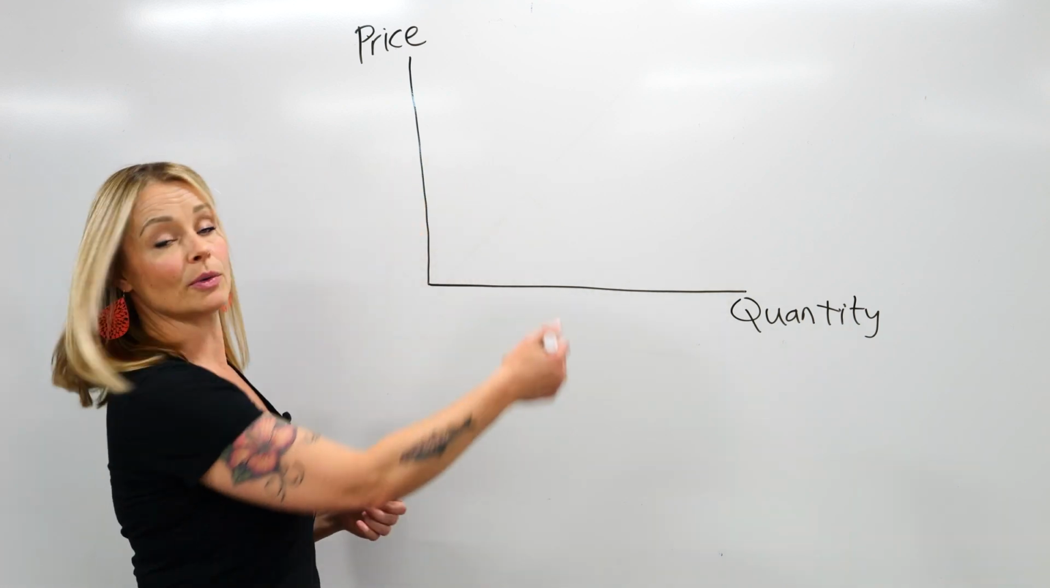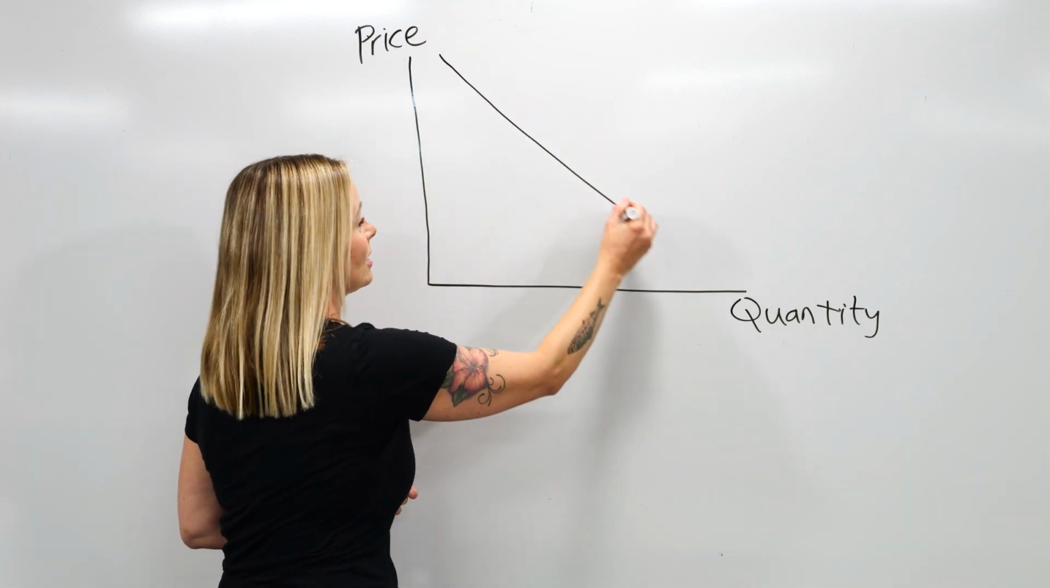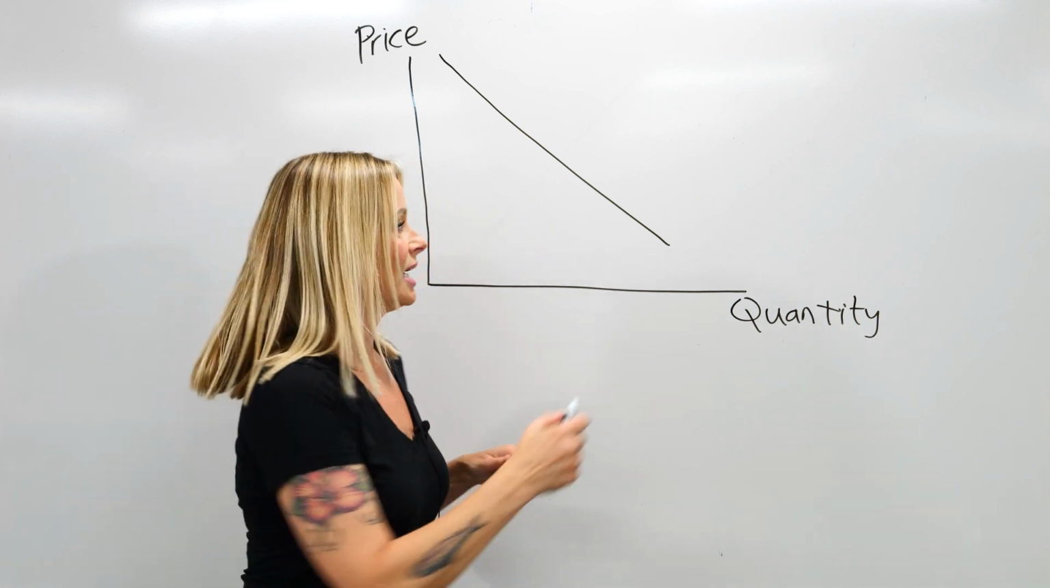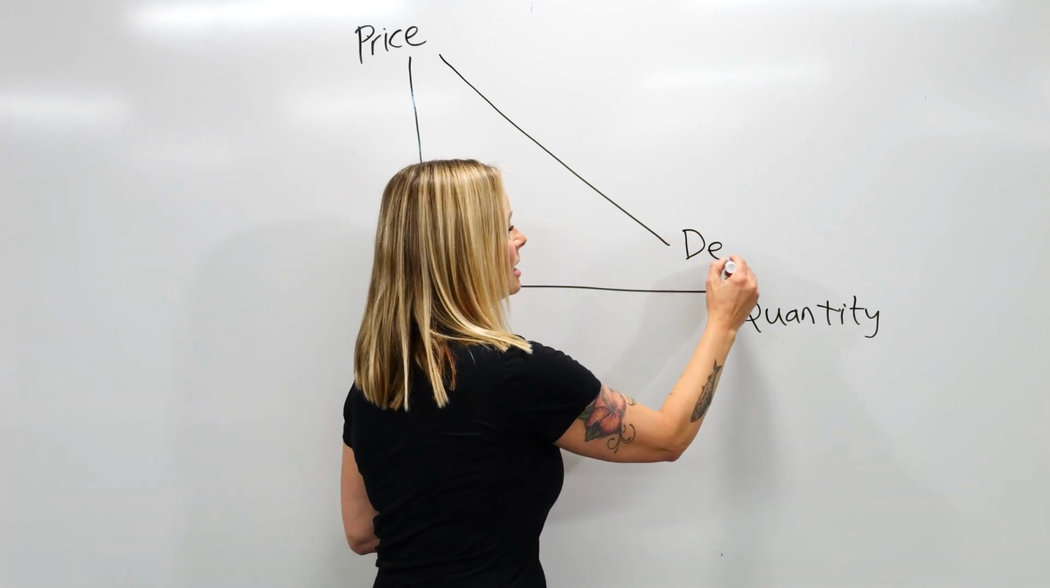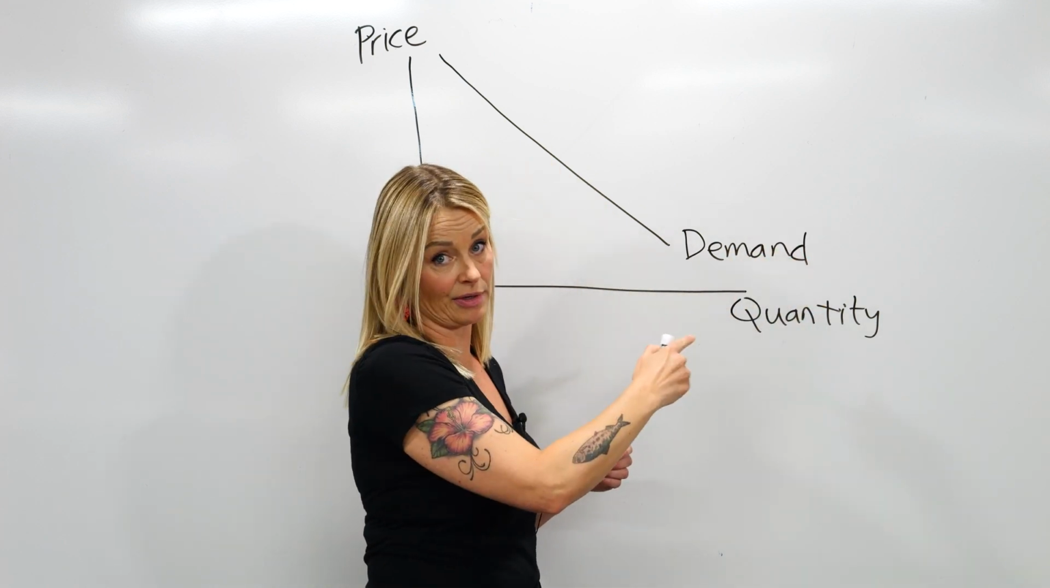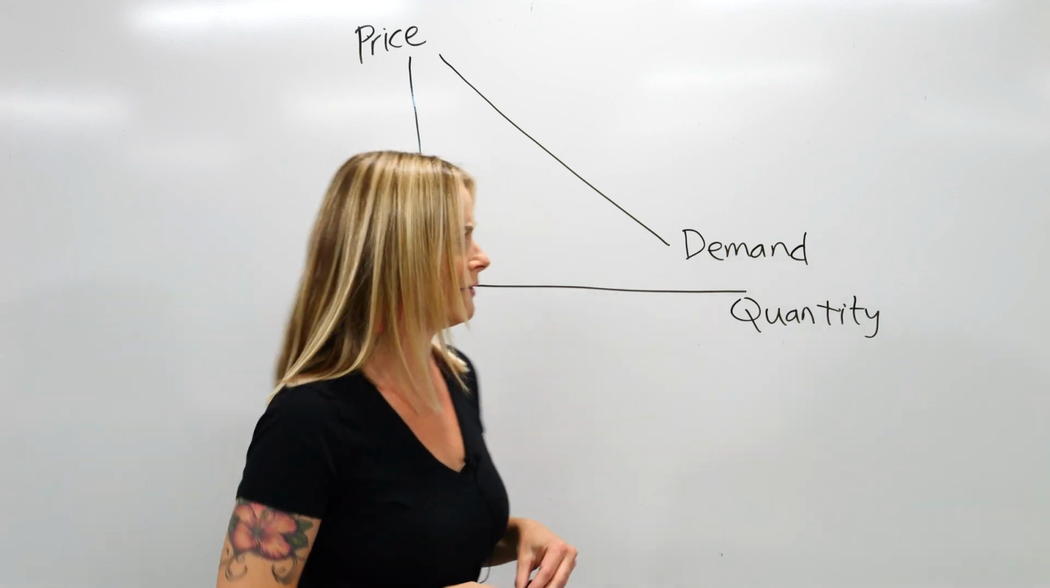So on this graph, we'll have a downward sloping curve, or we'll just keep it a straight line to keep it simple. And so this is D for demand, but we can also remember D going down. So that's a little visual trick.